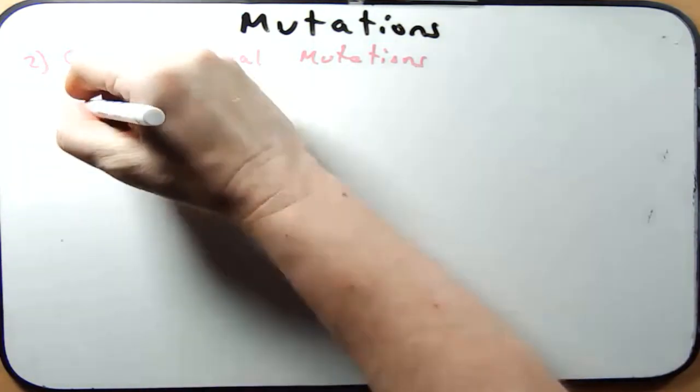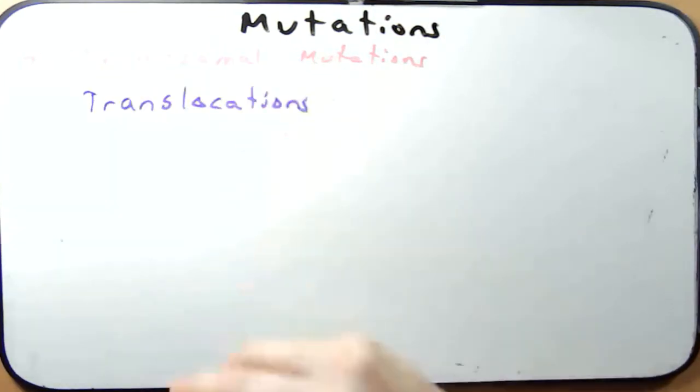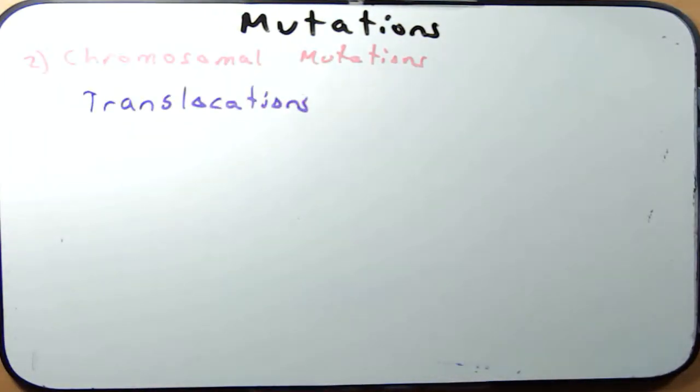Next, I want to talk about translocations. Again, we already talked about what they do. They transfer a part of one chromosome to another chromosome, or they transfer a whole chromosome to another chromosome. In talking about translocations, I want to talk about how translocations have been important in human evolution when we look at humans, chimpanzees, and gorillas.